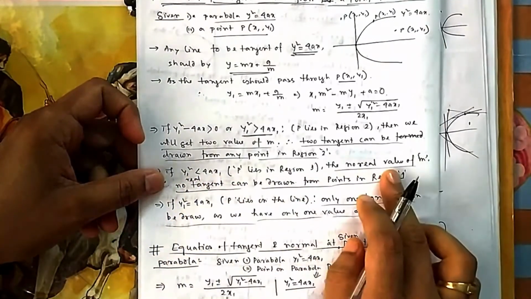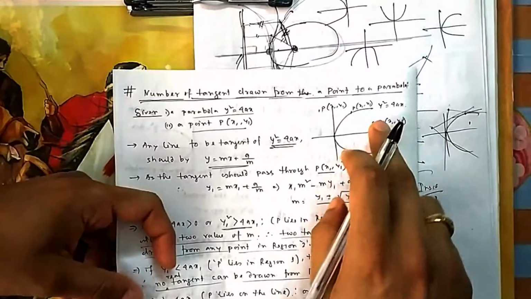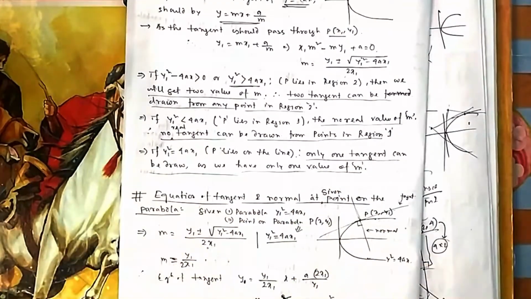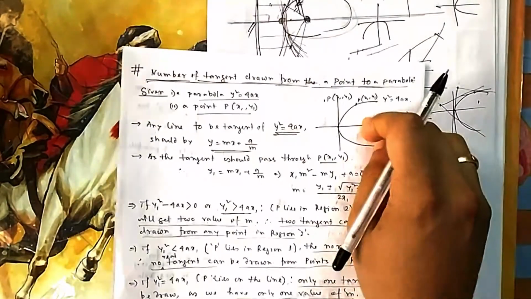If the discriminant is less than this, then no real tangents you can draw from the point in region 1. If P is inside, then you cannot draw any tangent. If it is on the line, then you can draw only one tangent. So that is the number of tangents that you can draw from a point, depending on inside, on the line, or outside.